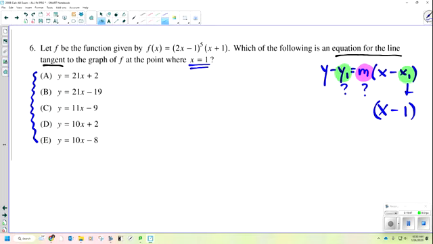Sometimes I give you a coordinate, an x and a y. Here they don't. But the beautiful part is I'm going to use this function for both of my unknowns, for my y and my slope. And let's start. F of x is the same thing as y.